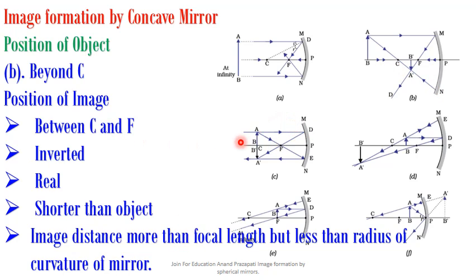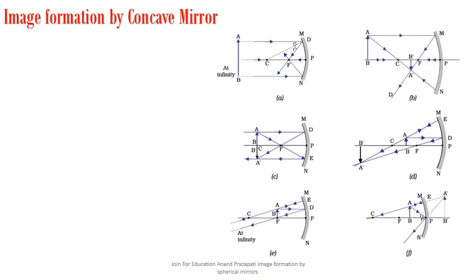Now we consider this figure. When the position of the object is at C, then the position of the image will also be at C. The nature of the image will be real and inverted. The size of the image is just equal to the size of the object, and the image distance will be just equal to the radius of curvature of the concave mirror.